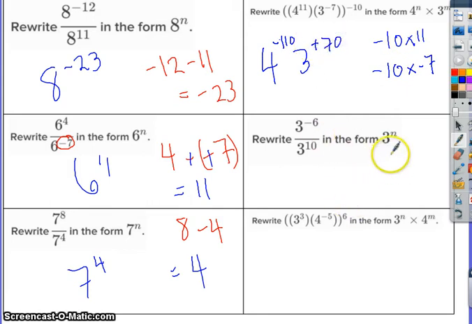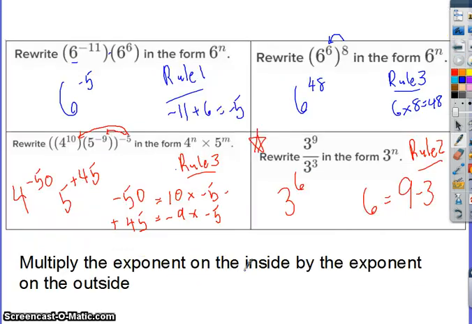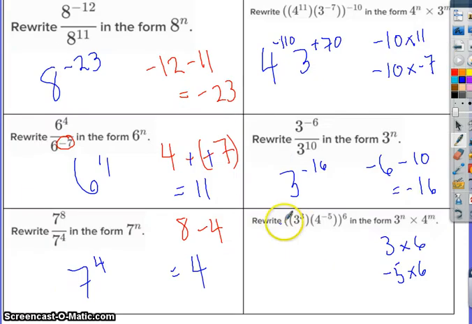Next one, I'm going to subtract. This is rule 2, negative 6 minus 10. Those are the same, so they make negative 16. 3 to the negative 16 power. And then I distribute 3 times 6 as well as negative 5 times 6. Again, that was multiply the exponent on the inside by the exponent on the outside. So 3 times 6 and negative 5 times 6. So that's 3 to the 18th as well as 4 to the negative 30th. All right, and that's video number 1.